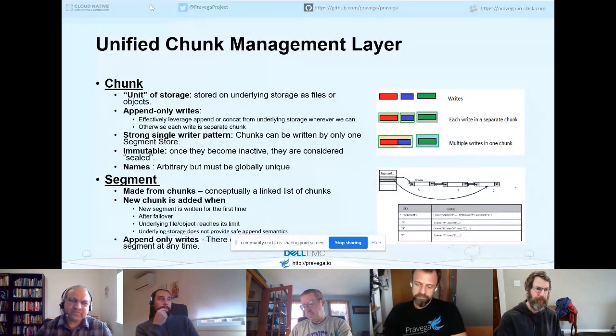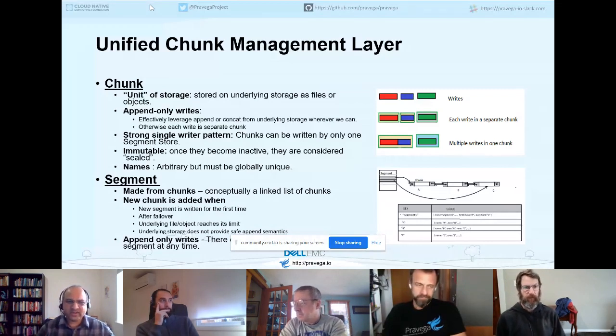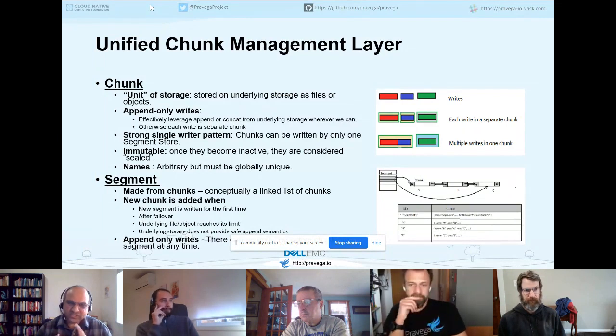The unified chunk management layer enforces a strong single writer pattern, with this particular assumption enforced everywhere: the chunks can only be written by the instance that created them. That eliminates the problem of two different server instances trying to modify the same underlying file or object. So that's one of the tenets of the design. The second is that chunks are immutable. Once they become inactive, they're considered sealed. They will not be modified.